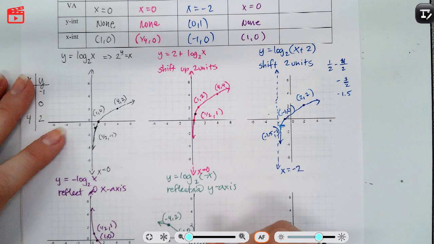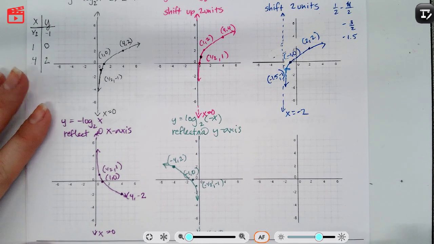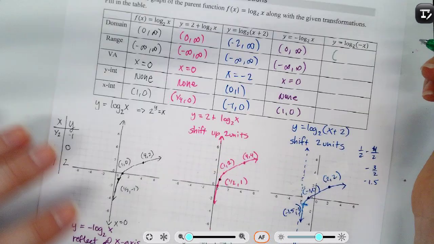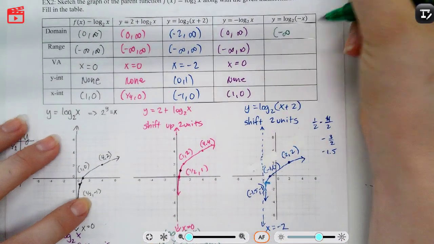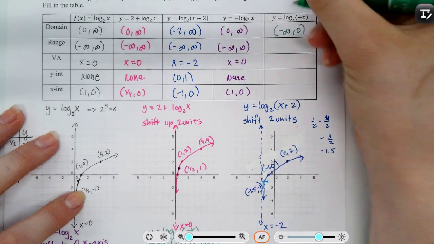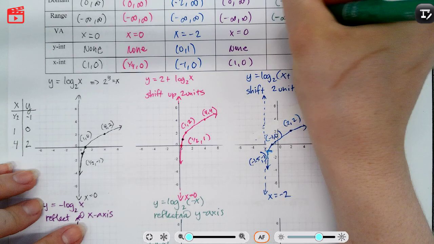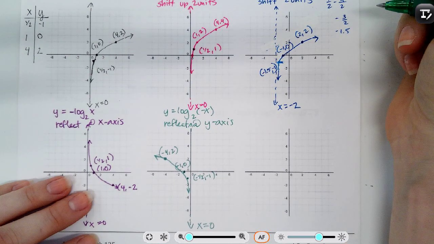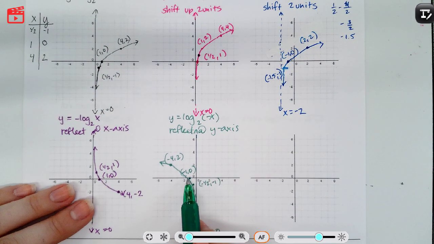Still hasn't changed our asymptote of x equals 0. All right, so that means that my domain switched. Look, we're using the negatives now. That's going to be negative infinity to 0. Then the range, still the same. Vertical asymptote, nope, we didn't change that. Y-intercept, still none. But our x-intercept did change. It's negative 1, 0.